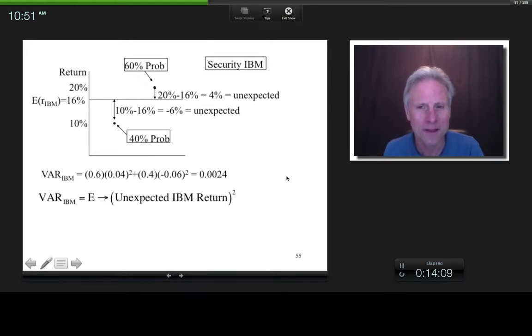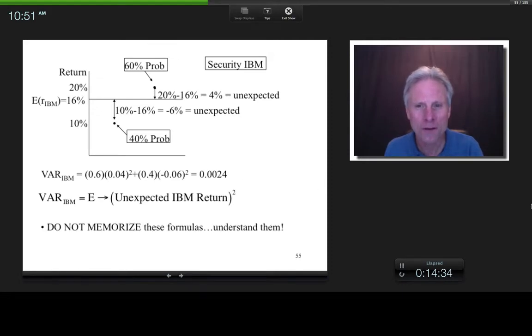Is this risk measure working? It is: the bigger the risk, the bigger the number I'm going to have here, and the smaller the risk, the smaller the number. And when the risk is 0, because nothing unexpected ever happens, then my answer here will be 0. So it's working. You should not be memorizing that formula. You should really understand it. In fact, you should be able to teach it to me if I wanted you to.